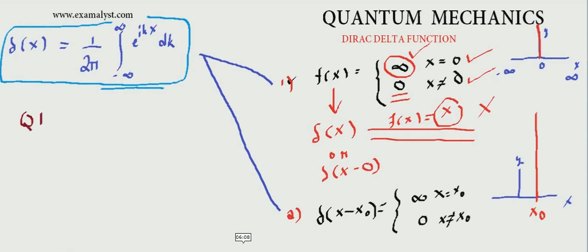Now let us return to our discussion of quantum mechanics. In our previous lecture, we considered a free particle, and we know that a free particle has a definite momentum p.